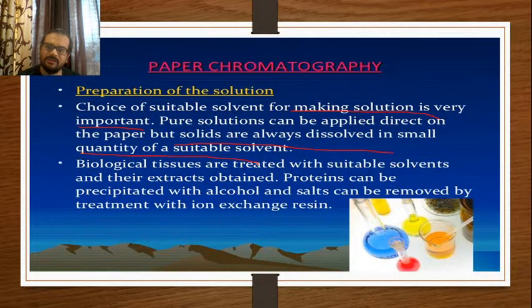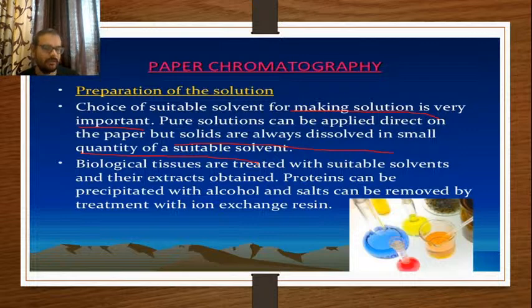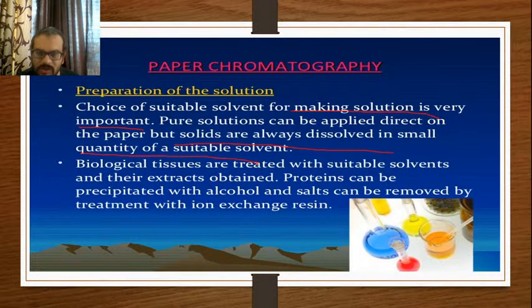If you have any biological tissues available with you, and you are going to separate something out of them, you need to treat them with a suitable solvent and then extract. If you have protein solutions, you can precipitate the proteins out with the help of alcohol, and that process is called denaturation. Salts can be removed by treatment with ion exchange resin. Ion exchange resins can be easily employed in case of salts.